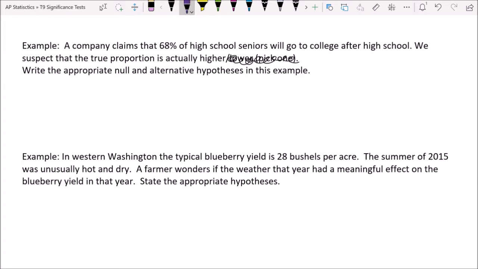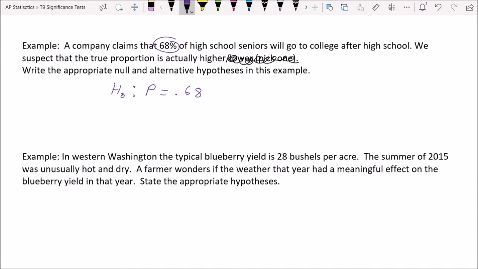So the correct notation goes like this. The null hypothesis, H sub 0, is, and we always put a colon right there. And in this case, they said 68%, that's a proportion. And remember, it's a parameter, so it's p, not p hat. So they're saying this is the conventional wisdom that 0.68 is the proportion of high school seniors who will go to college after high school.